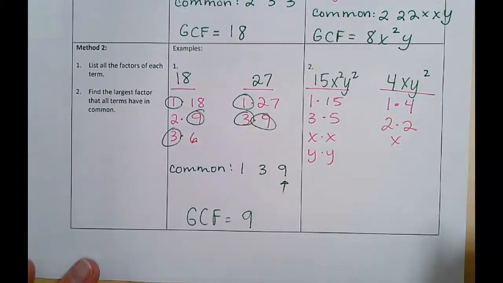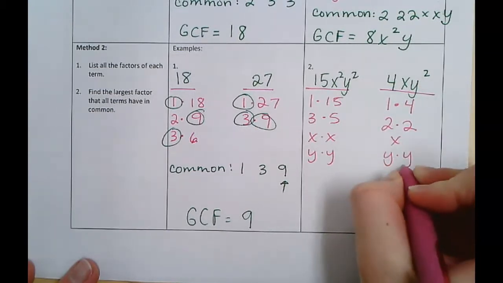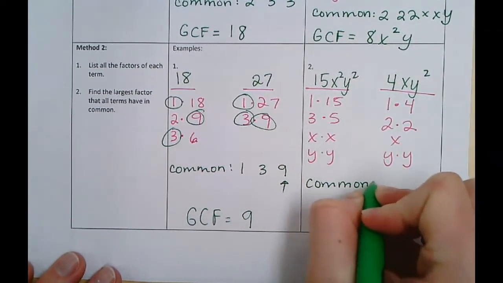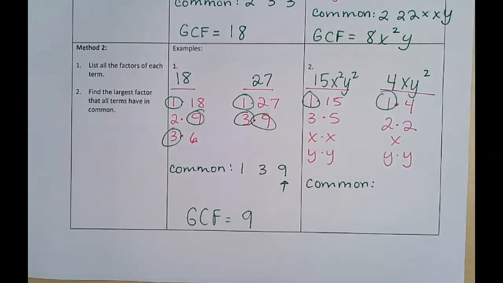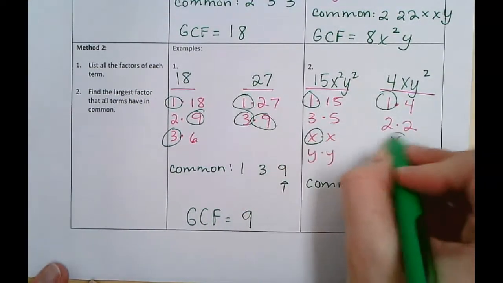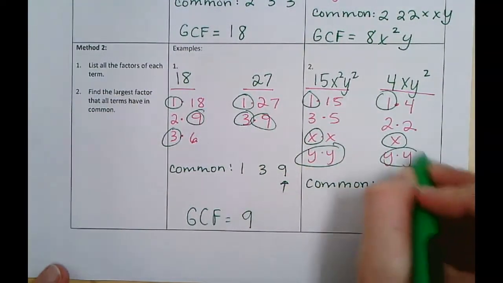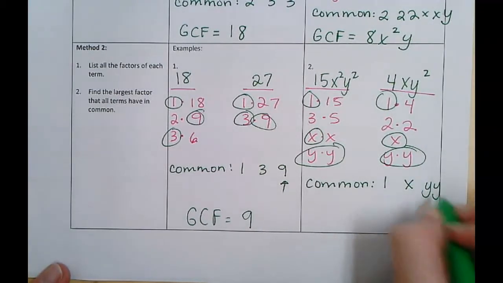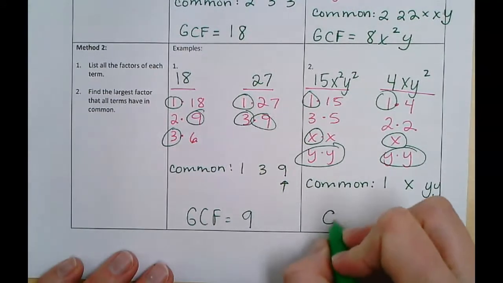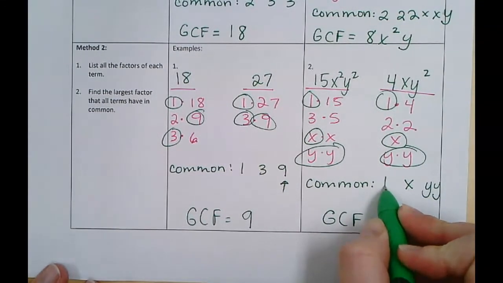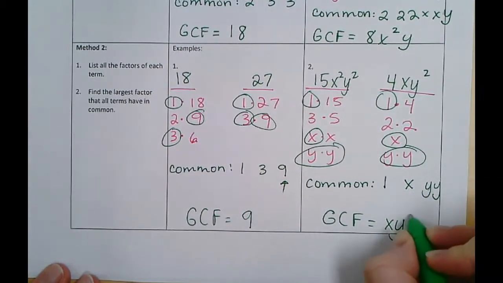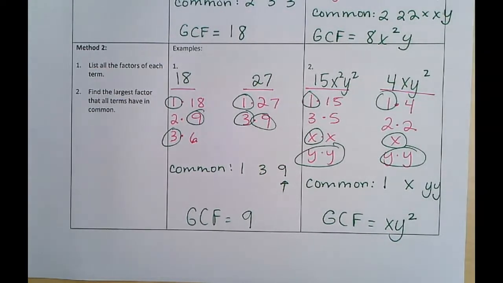x is my only x value, and I have y squared. Now looking at what's in common between these, we only have a 1 in common with the numbers. But we do have an x in common, and we do have 2 y's in common. So I have 1 x and 2 y's. So my GCF, the largest number in common is 1. I don't need to include 1 since it's just a coefficient. x is the largest amount of x's, and 2 of them is the largest amount of y's, so I'm going to write that as y squared.